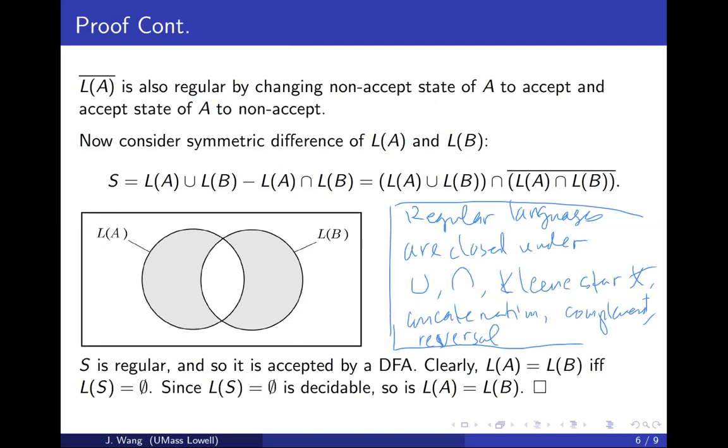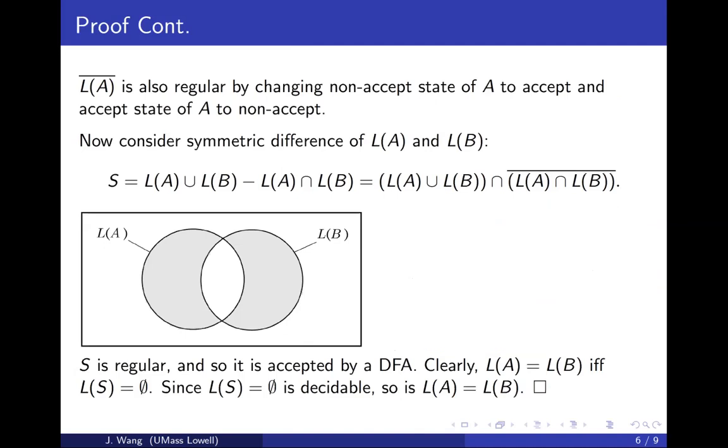Okay, so we did that earlier. Now we use these closure properties to determine how we can compare two infinite sets, whether two infinite sets are equal or identical. So the way to do this is, let's look at this diagram.